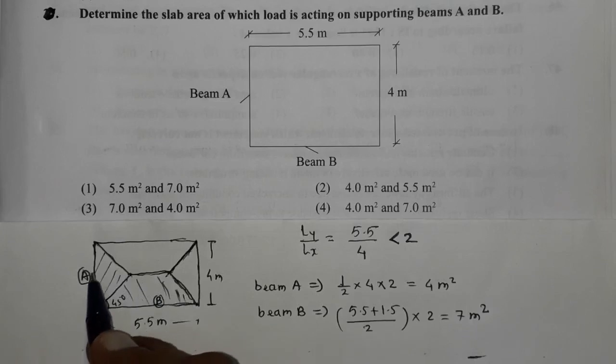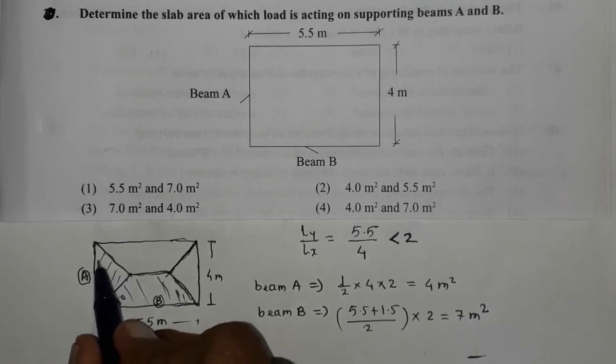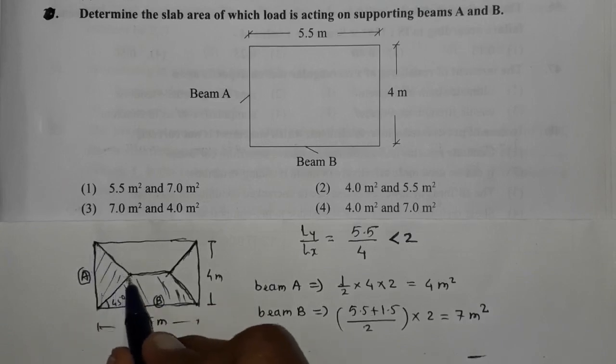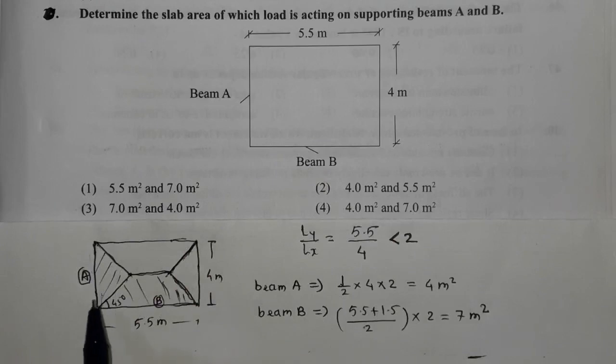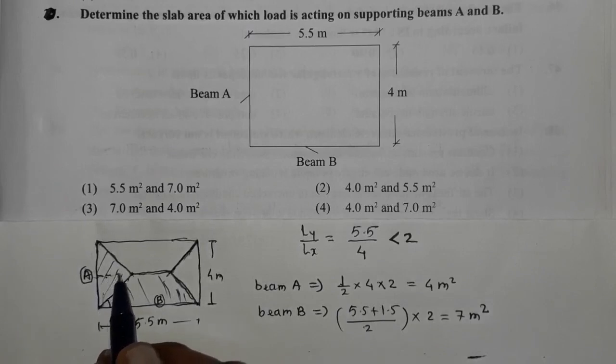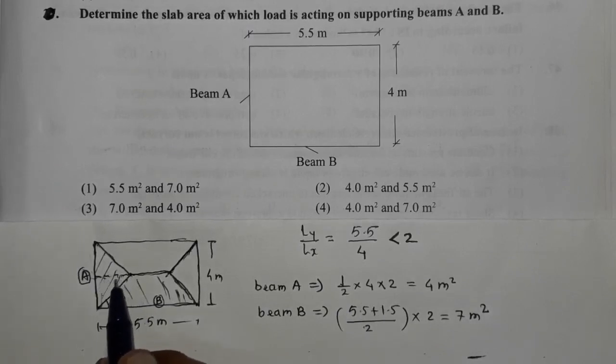Now here we are asked to get the loads for both of these beams. So I am going to calculate the area of this triangle so that we can have the answer for the asked question. So area can be obtained like this. For beam A, the area is the triangular area, 1/2 base is 4 meter, and this height is going to be 2 meter, because this angle is 45 degrees.